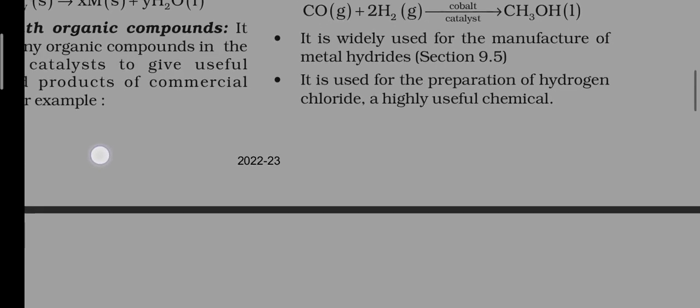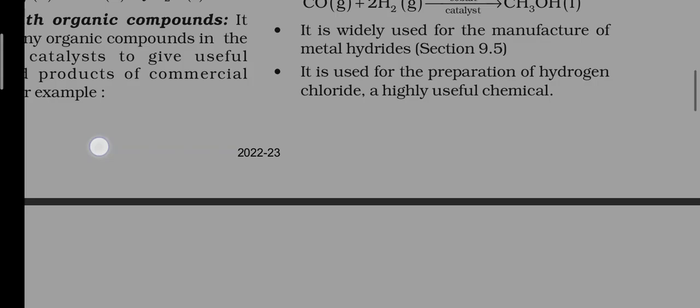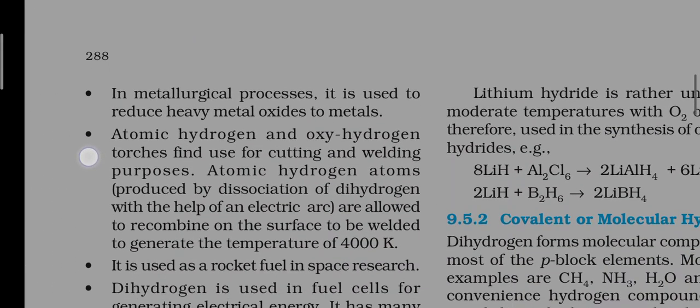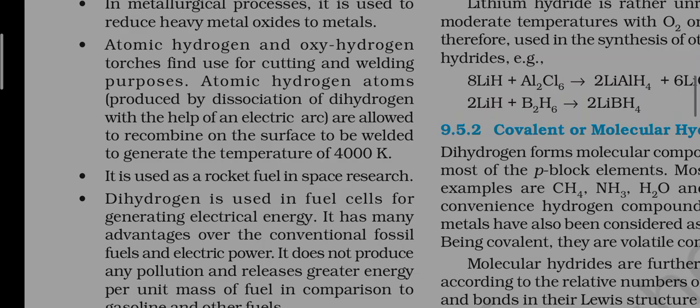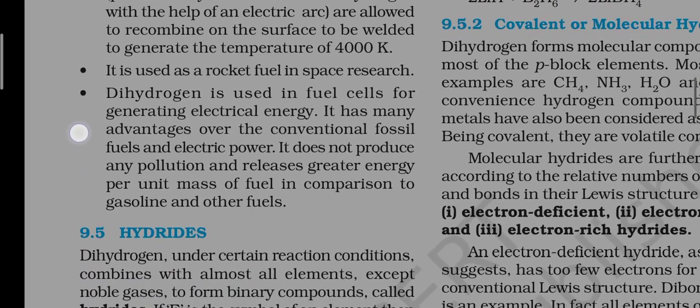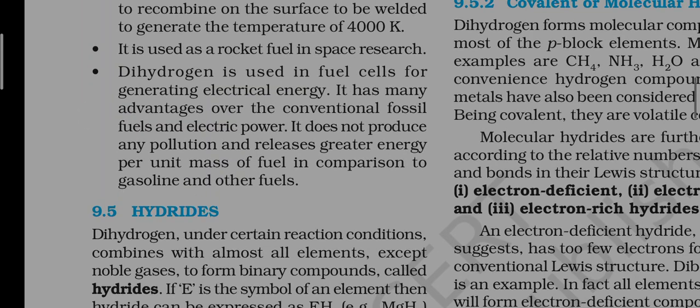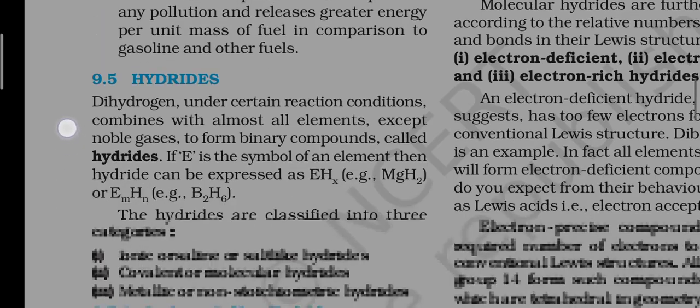It is widely used for the manufacture of metal hydrides. It is used for the preparation of hydrogen chloride, a highly useful chemical. In metallurgical processes, it is used to reduce heavy metal oxides to metals. Atomic hydrogen and oxyhydrogen torches are used for cutting and welding purposes. It is used as a rocket fuel in space research. Dihydrogen is used in fuel cells for generating electrical energy. It has many advantages over the conventional fossil fuels and electric power.